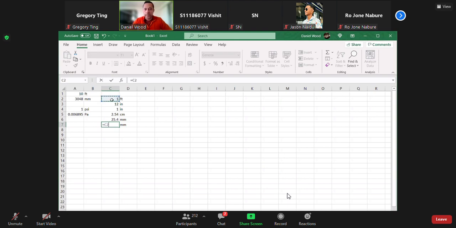So 1 foot, I need to multiply my feet. And then I click on the times. Times is shift 8, it's the star, the asterisk. And then remember, I need to go from feet.